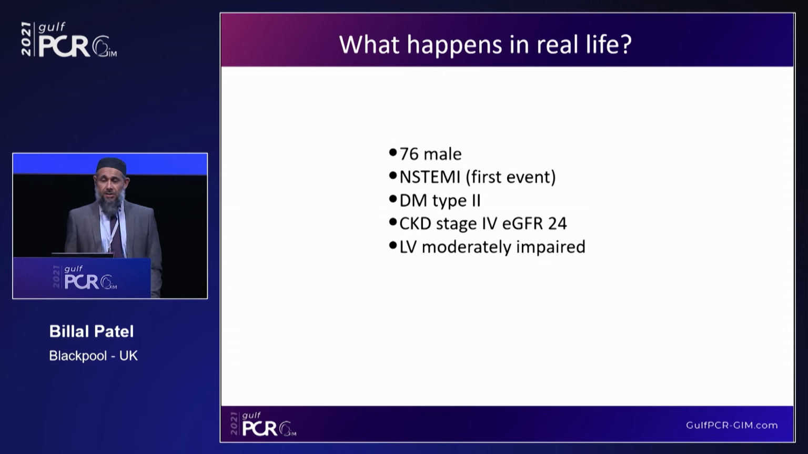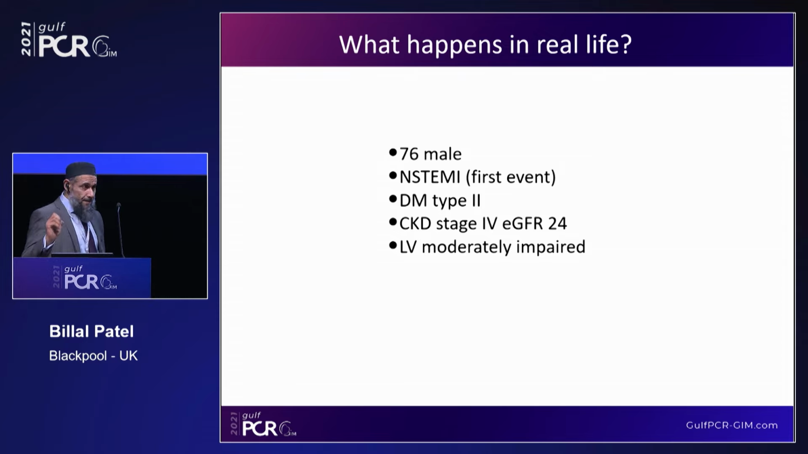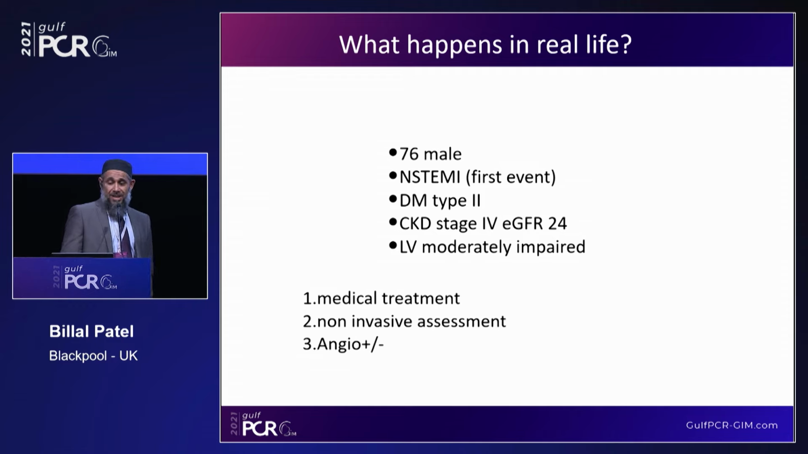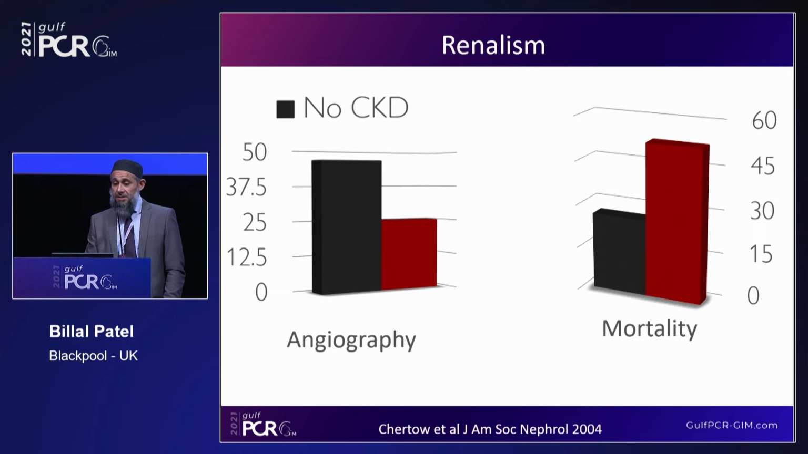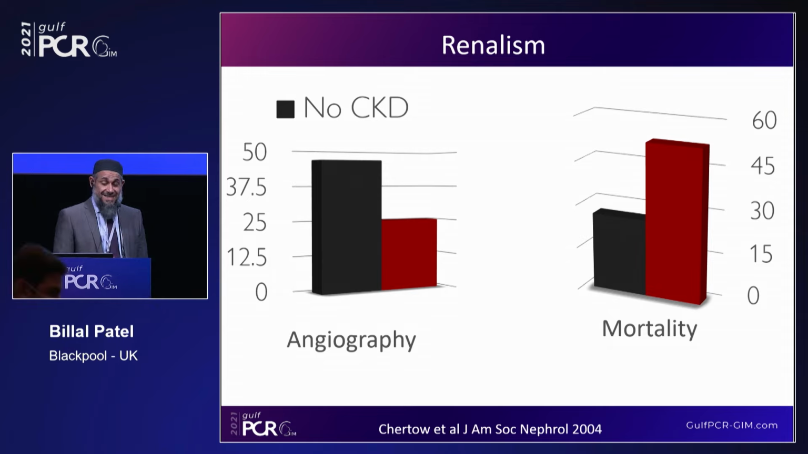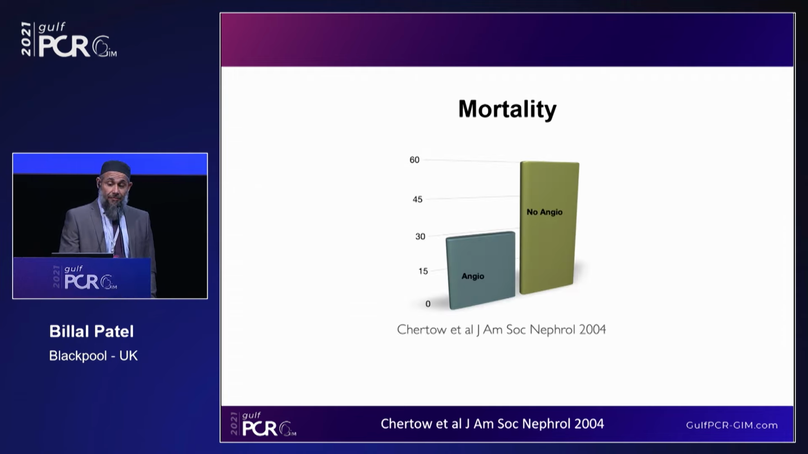So if you're faced with a patient like this who's had an NSTEMI, who's diabetic with CKD stage 4 and moderately impaired left ventricular function, how would this patient be treated by you? And would they have medical treatment in the first instance, non-invasive assessment, or would they go for angio plus or minus PCI? So Glenn Chertow looked at this, and he looked at patients with NSTEMI, and what he found is if you had CKD, you were half as likely to get invasive assessment, yet your mortality was twice as high. However, of the patients with CKD who did undergo invasive assessment, the mortality was reduced by 50%. So there may have been some self-selection there.